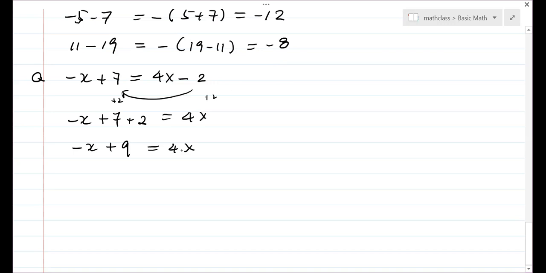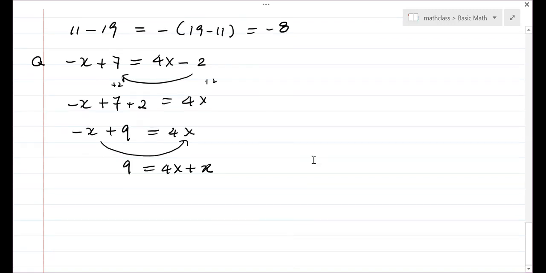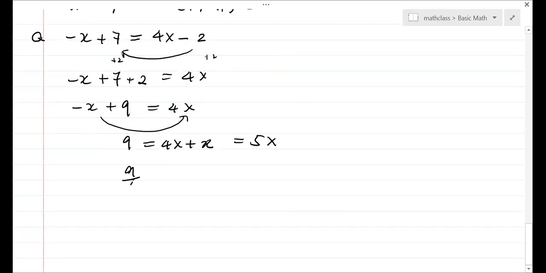Okay. So then you get this simpler equation. Now what? Okay, I have a -x on the left hand side. I don't like it, right? So I have to move -x to the right hand side. If I move it to the right hand side, I need to change the sign. Then I get 5x. So 9 equals 5x. Both sides have to divide by 5. So 9 over 5 equals x. Yeah. So that is the answer.